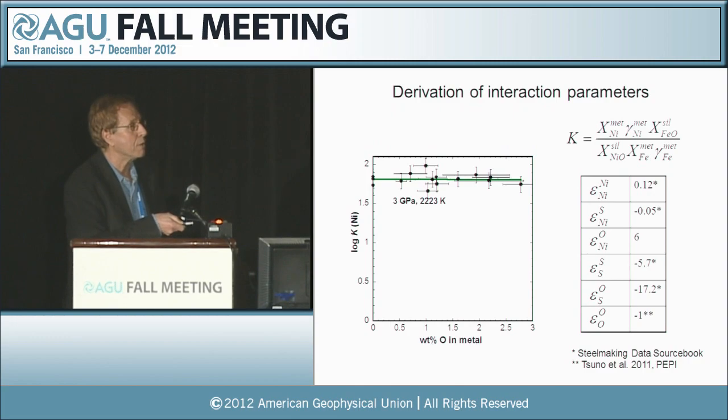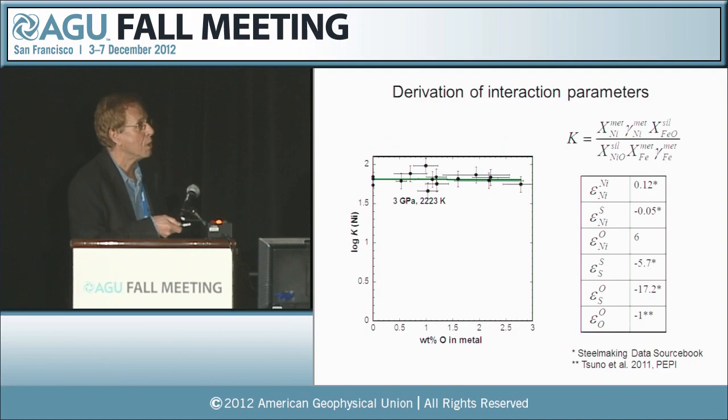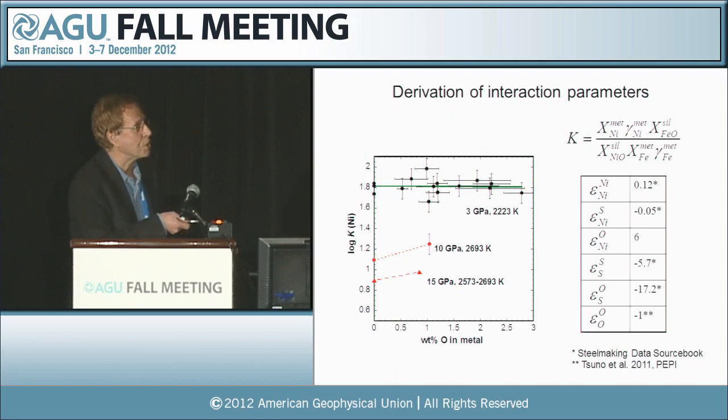And the critical one here is the nickel-oxygen interaction parameter, which is 6, which is about 3 times larger than the value listed in the steelmaking data source book. So with these sets of 6 parameters, then we can describe this system pretty well.